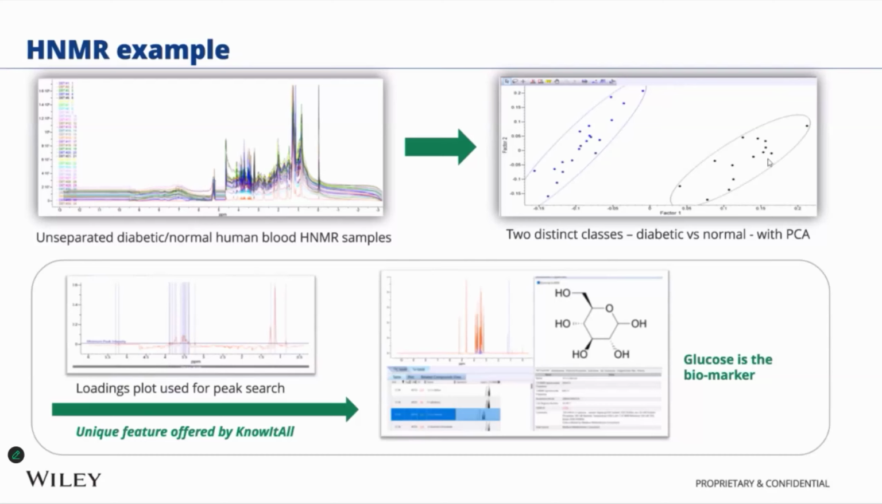You can use this factor loadings plot to perform spectral match, peak match actually. Not spectrum. You can't treat this as a real spectrum, so it's peak match. And you can find the corresponding compounds that drive the population into the positive region, which is diabetic. So this is a way to find a marker compound.